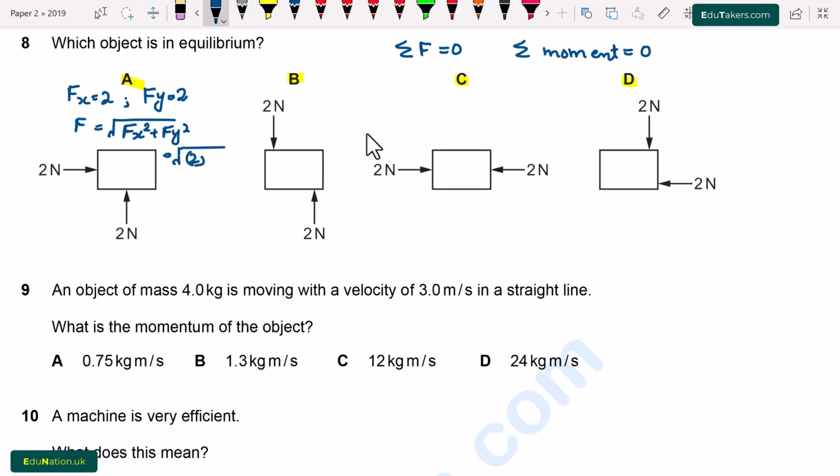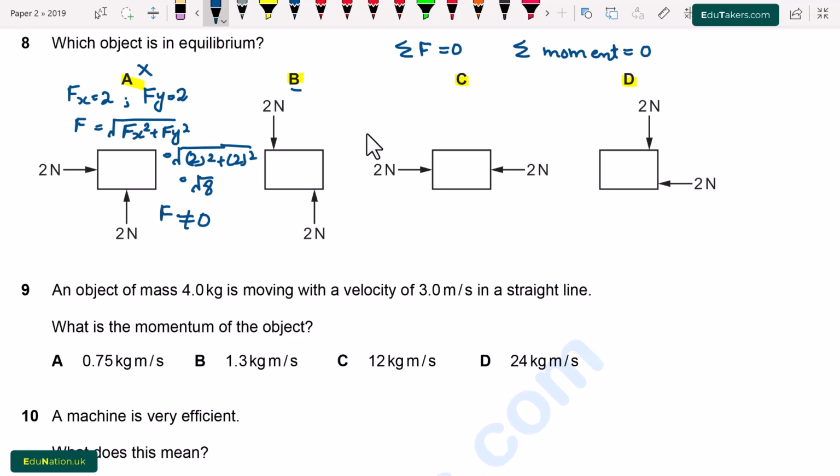2 square plus 2 square. It is equal to square root 8. Here force is not equal to 0. So this option is incorrect. We see the option B.